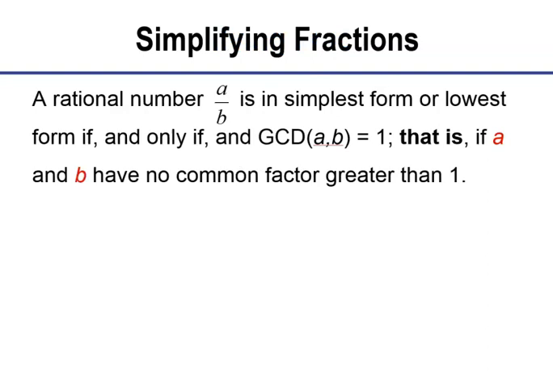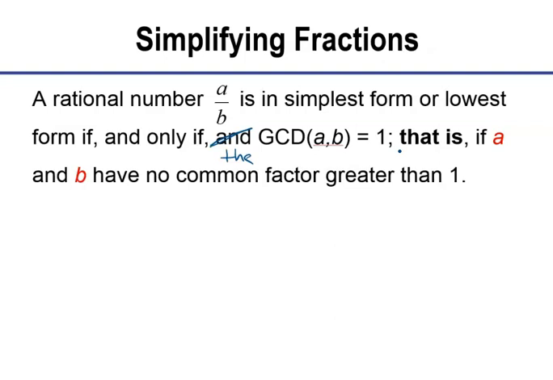Now let's talk about simplifying fractions. A rational number a over b is in simplest form, or what we call lowest form, if and only if... it looks like the word "and" doesn't belong here, right? Let's read that again. It is in simplest form or lowest form if and only if the greatest common divisor of a and b is 1. That is, if a and b have no common factor greater than 1.